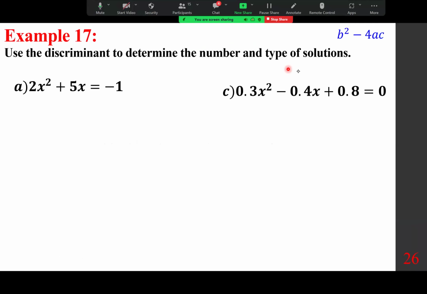Now, use the discriminant to determine the number and type of solution. So if you're looking at this, in order for you to do that, you have to evaluate b squared minus 4ac. And to do so, we are going to put this in standard form by moving the negative 1. And so a, b, c, b squared minus 4ac means 5 squared minus 4 times 2 times 1. This is 25.